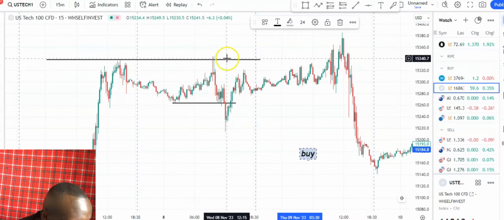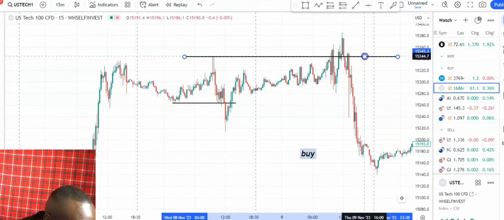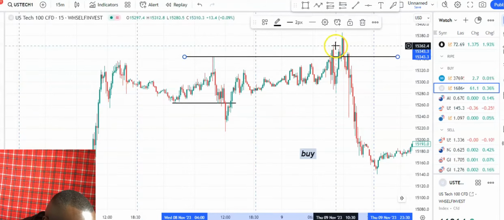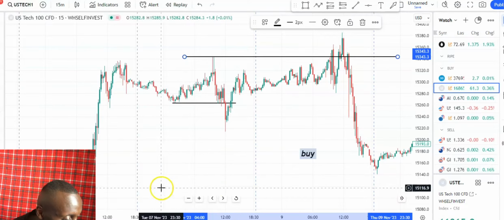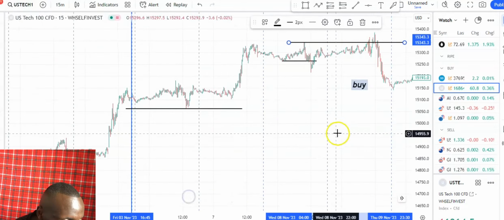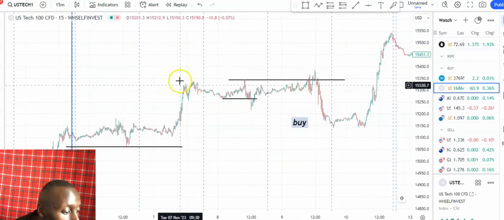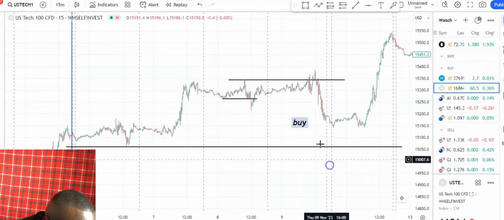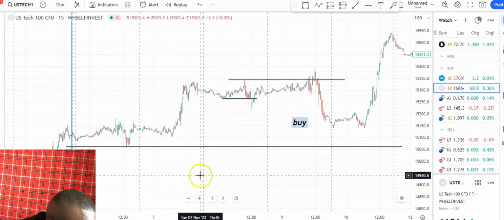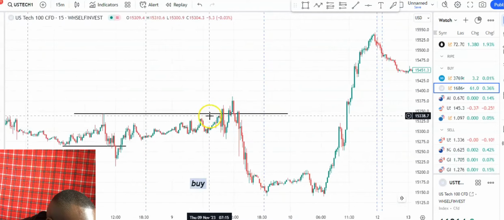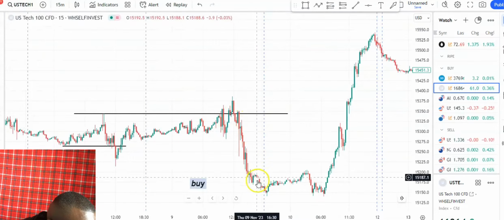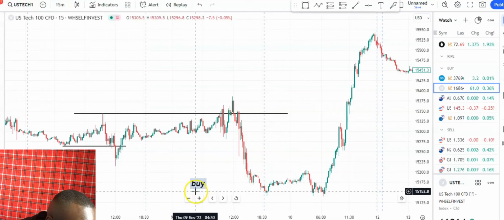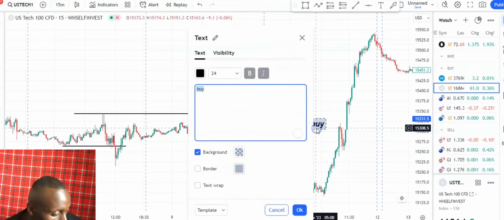And what do I want to see? I want to see a failed breakout. So on Thursday we are buying, but we have a failed breakout. On Thursday, price breaks out and closes inside of the range, which means on Friday I'm looking for a sell.